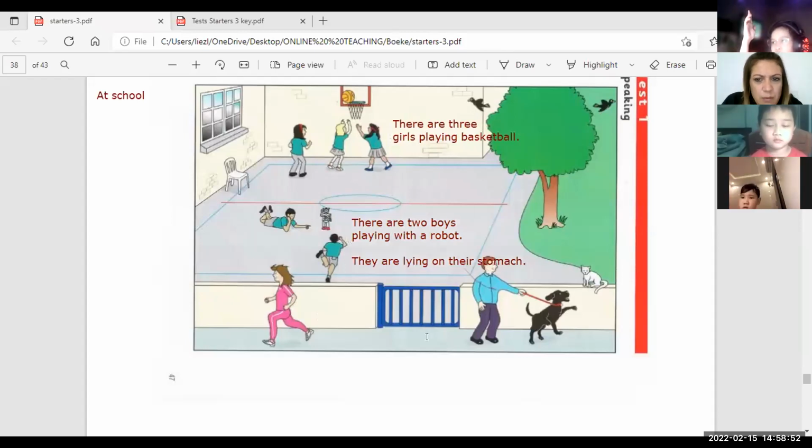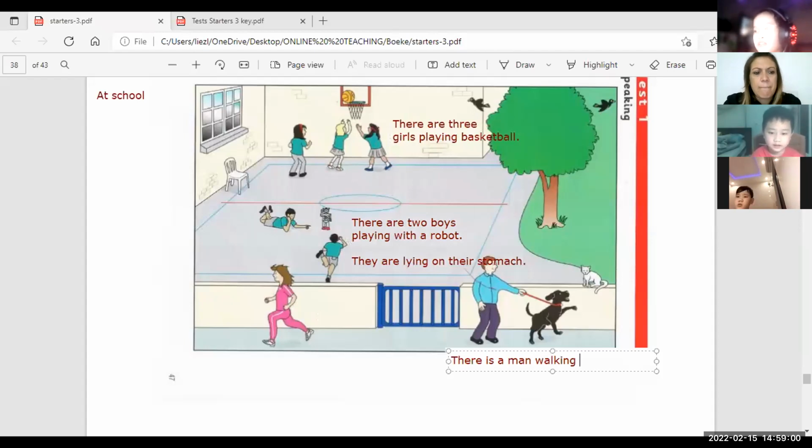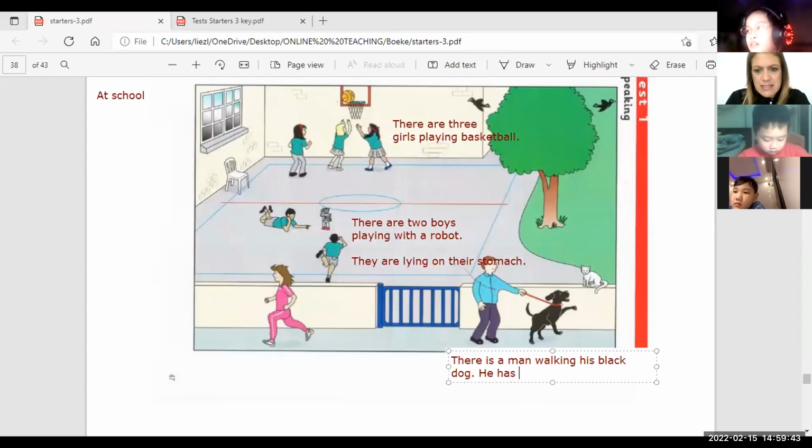Okay. Dong Ni, what can you see about the man and the dog? I can't hear, sweetie. There is a man walking with the dog? Yes, what color is the dog? The dog is black. I can't hear, sweetie. Say again. You are all muting and it's very difficult to hear. Say again. The dog is black. Black, yes. There is a man walking his black dog. He has a red leash. There's a red leash on him.